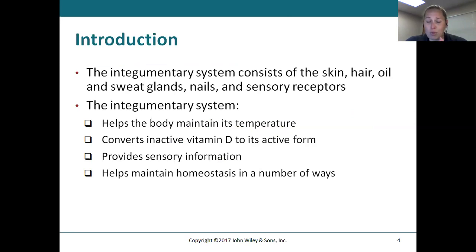It's very important for whole body homeostasis, converts inactive vitamin D to its active form, so it helps us process that particular vitamin, provides sensory information, so it helps us interact with our environment and interpret the world around us, and helps maintain homeostasis in a number of other ways. Again, it keeps certain things out, not allowing every microbe that we come in contact with to enter our body. So it's our first layer of protection in a lot of ways, from microbes and environmental factors. So it really has a big role in protection.